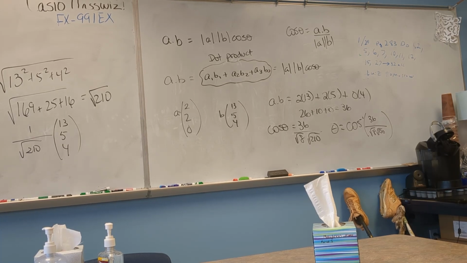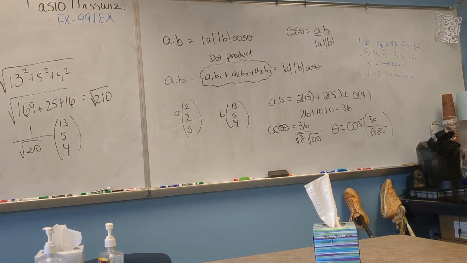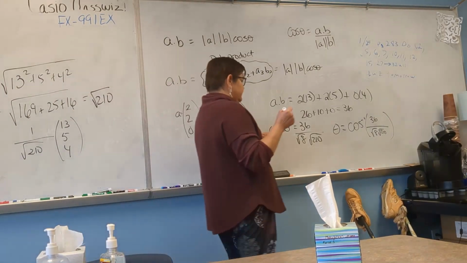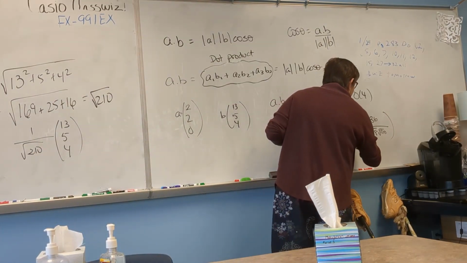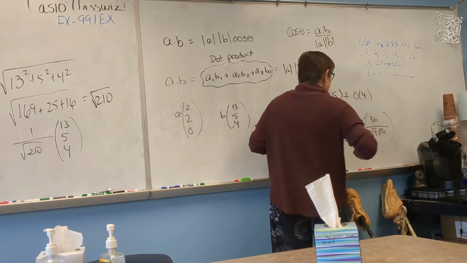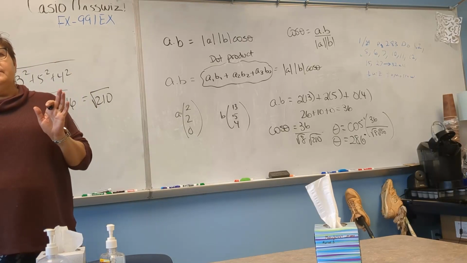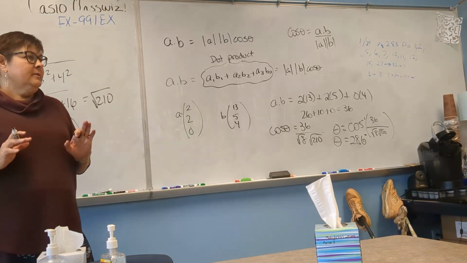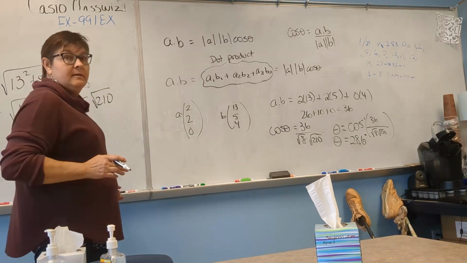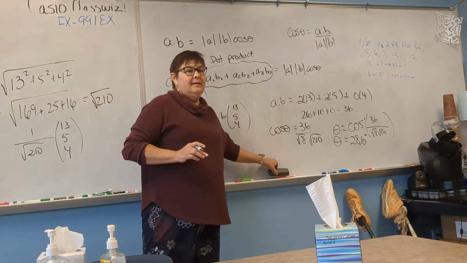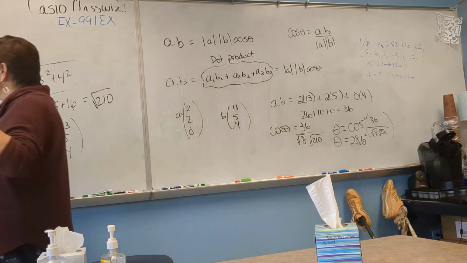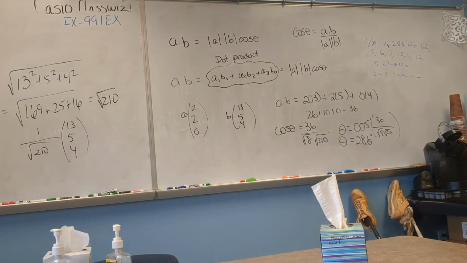Are we doing okay? .6 degrees. So there's a 28.6 degree angle between those two vectors. How do we feel? Okay, so let's reason through something here for a minute.